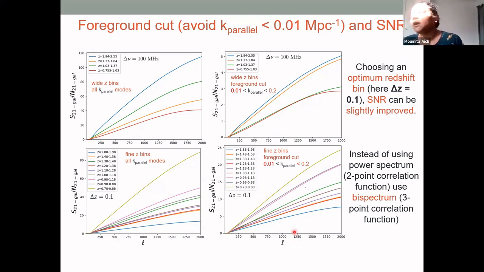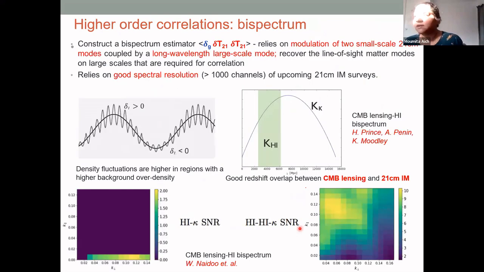But what we're going to talk about is something which gives a much better SNR, and that is using a bispectrum. Here we are constructing a bispectrum, which includes three fluctuations: you take the galaxy and two instances of the 21 centimeter temperature, and this is what you calculate. There is a theory in large scale structure known as density modulation. When you correlate two small scale 21 centimeter modes with a long wavelength large scale mode, you can recover some of the line of sight matter modes on large scales. That is what density modulation does, and this is why the bispectrum becomes important.